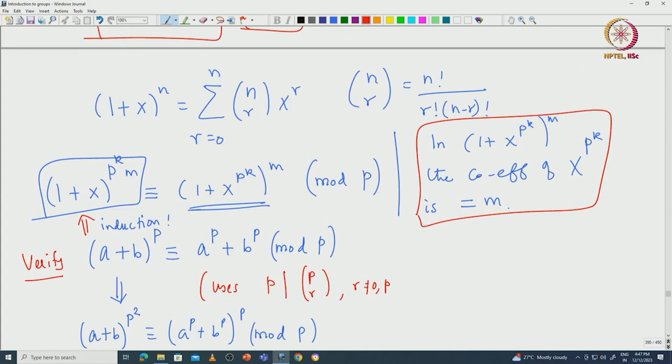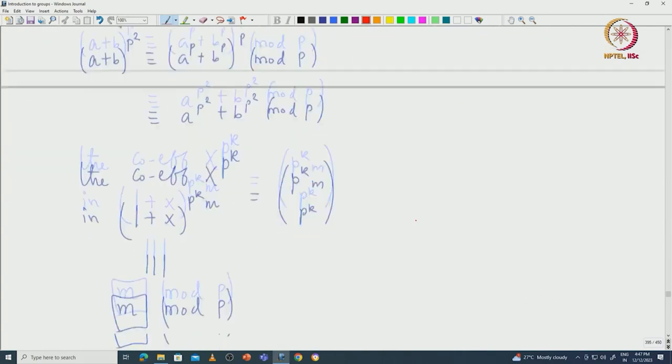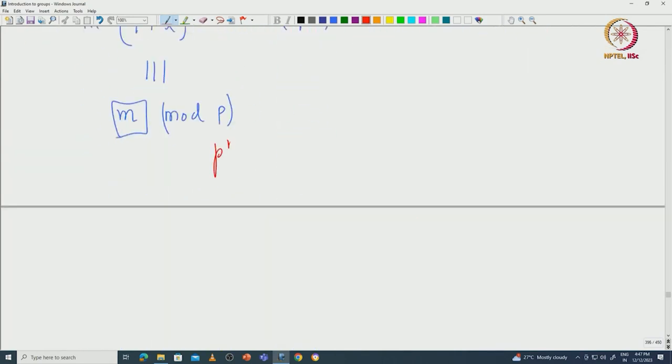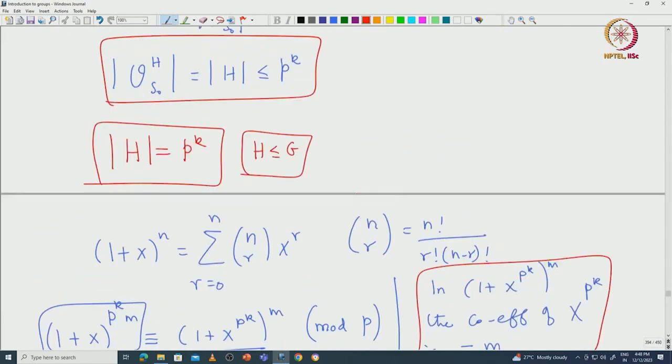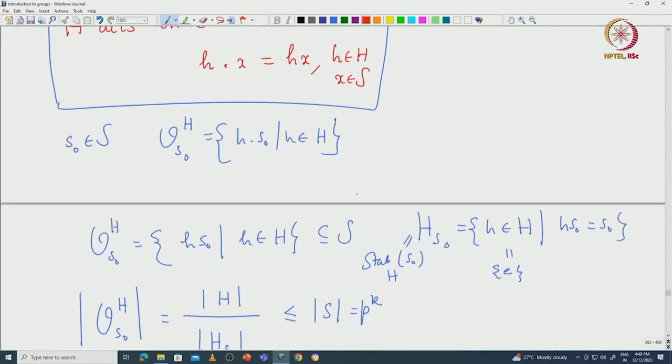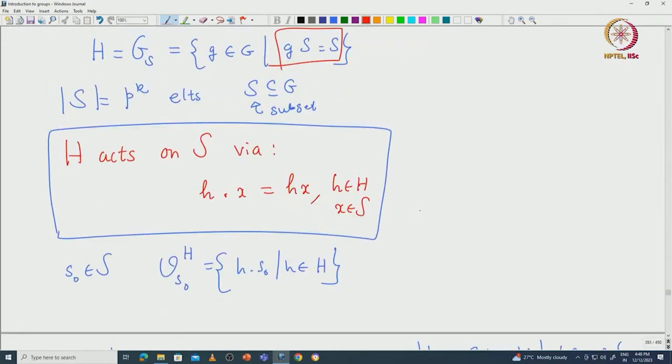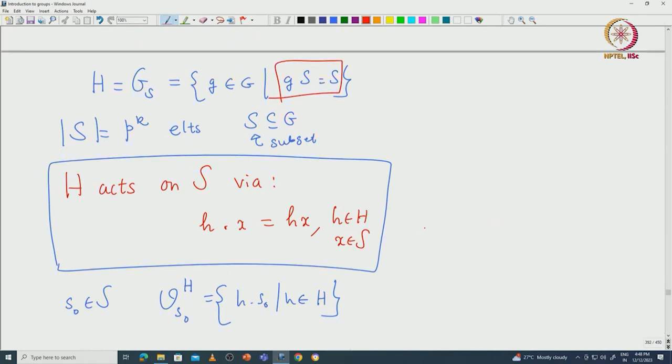So that proves that p^k m choose p^k is actually indeed congruent to m modulo p. Okay, this is verified. So that actually completes the proof of the first Sylow's theorem. So let's make one small observation and then stop.